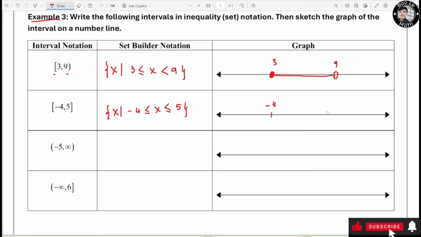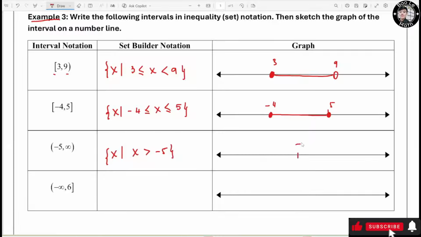Negative 4 here, 5 here. Closed circle, because you have the equal sign. It could be like this. All values of s such that s is greater than negative 5.